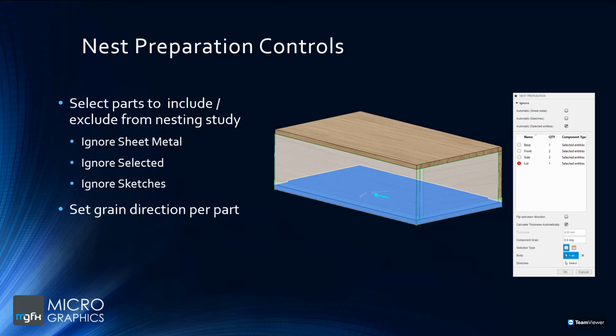And at this point, you can also specify the grain direction. Now, typically the grain direction would be down the length of the part, so the longest measurement of the part. But this might not always be the case. Your design may require the grain direction to be across the width of the part. And so we'd be able to adjust the grain direction or the angle of the grain direction at this point as well. And this will affect how the component gets nested onto the sheet during the nesting process. So here we have our preparation controls. We can pre-process components before we start to create the actual nest studies.